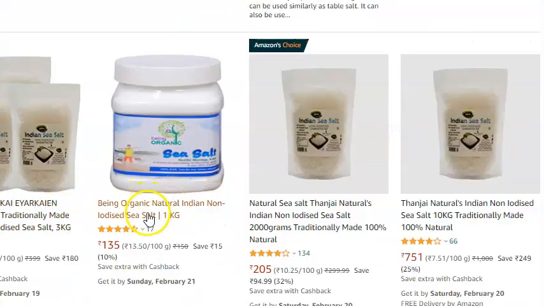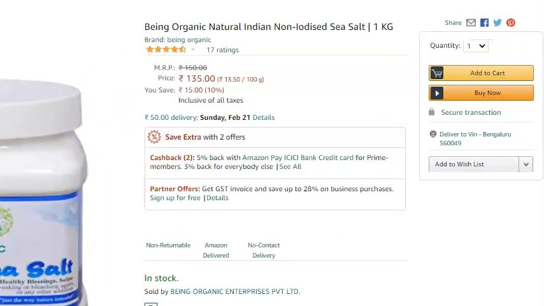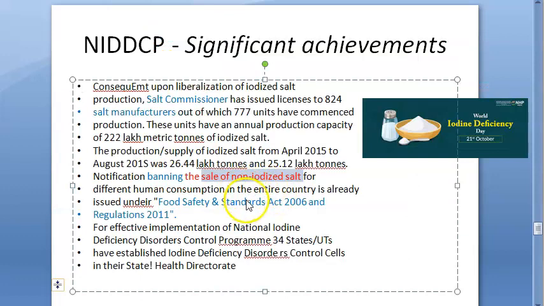See, here there's some non-iodized sea salt. I don't know what they use it for. I think, if I'm not wrong, sometimes they use it for making saline sprays or something, nasal sprays. I'm not sure.